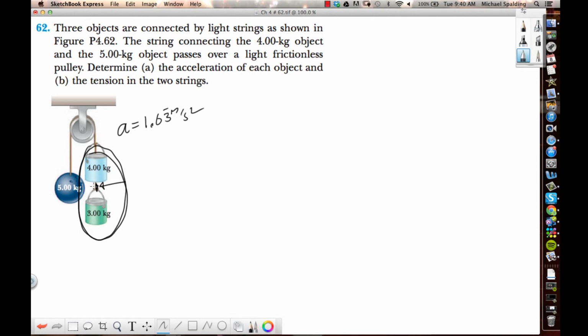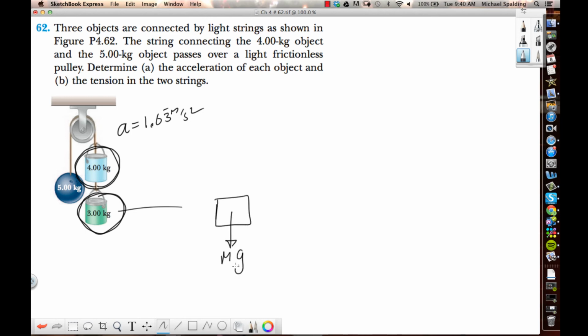So you can find what that tension is by either focusing on the 3 kilogram mass. Does the 3 kilogram mass have that tension on him? Yeah. Or you can focus on the 4 kilogram mass. Either mass will lead you to that tension, right? So which one should we do? The 3. Let's do the 3. But just so you know, you could also get the tension by focusing on the 4. So looking at the 3 kilogram mass, what are the forces on the 3 kilogram mass? You got mg down, where that m is the 3 kilogram. So what's that going to be? 3 times 9.8.